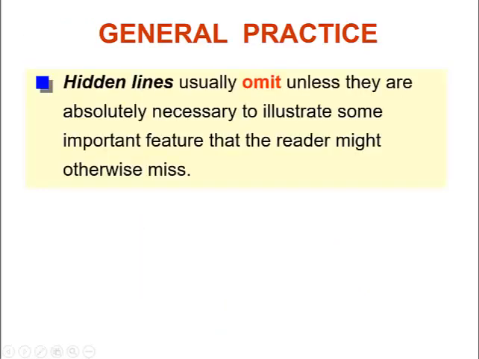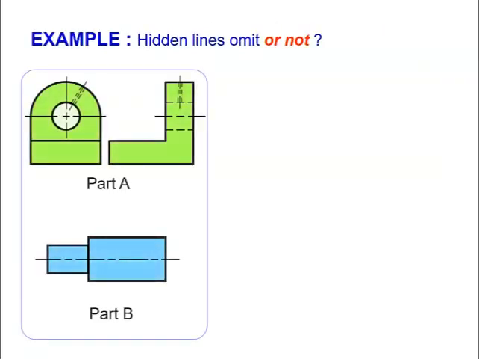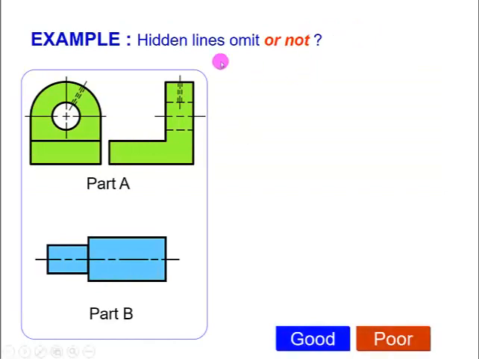Next, hidden lines are usually omitted unless they are absolutely necessary to illustrate some important feature that the reader might otherwise miss. But in this course, I would like you to use no hidden lines on the assembly view. Just omit them. So hidden lines are omitted for this course.